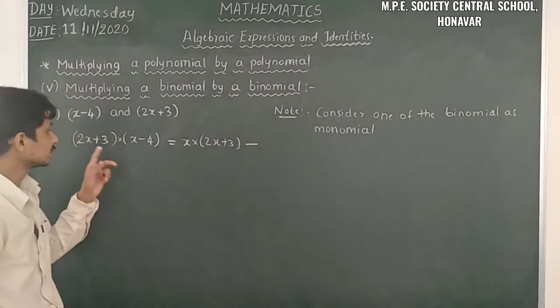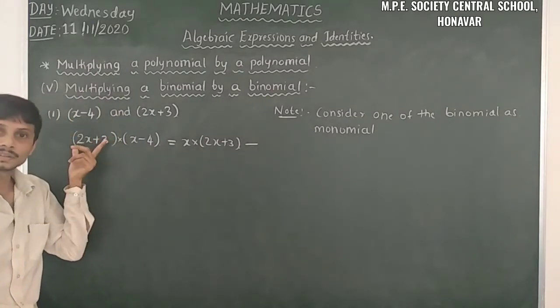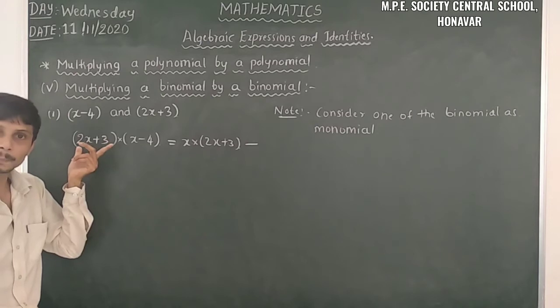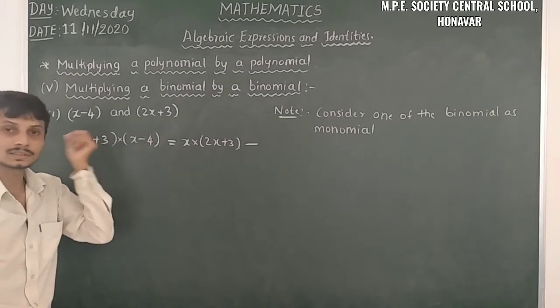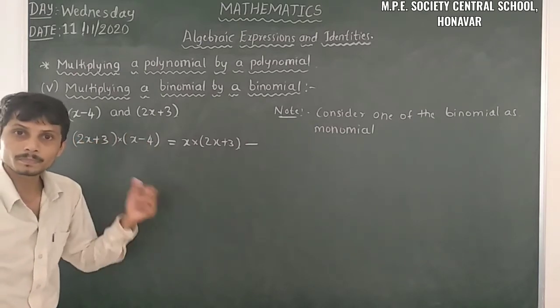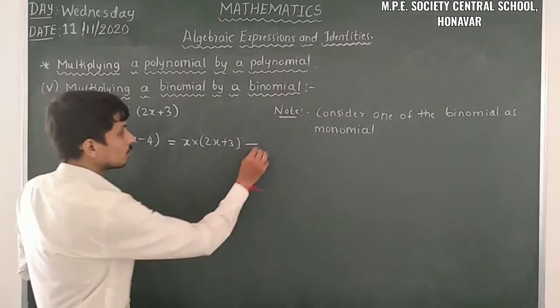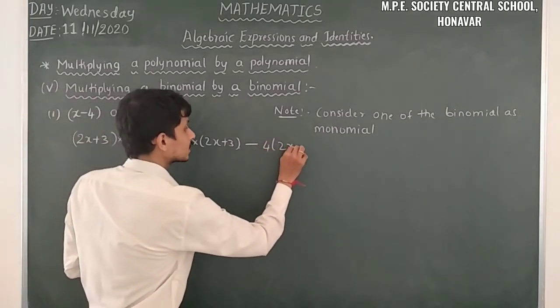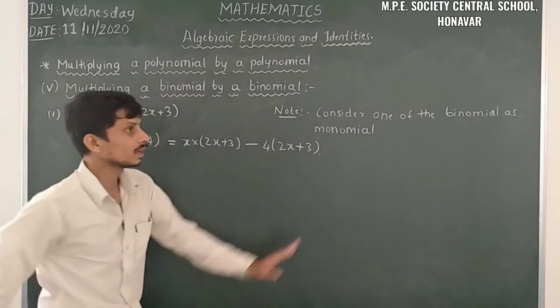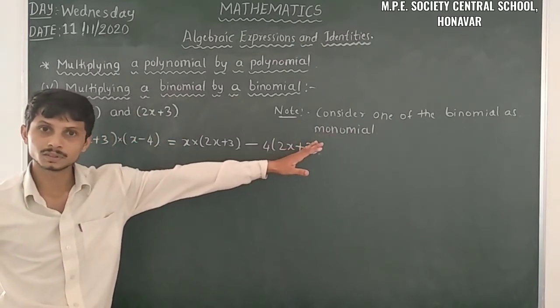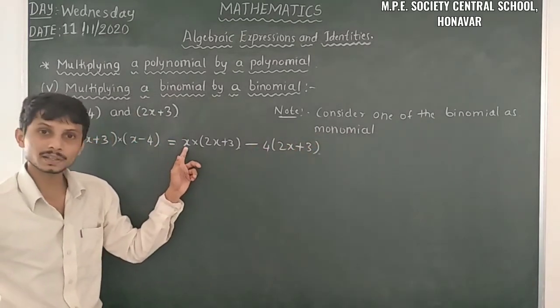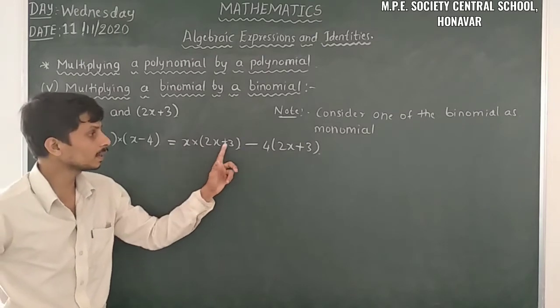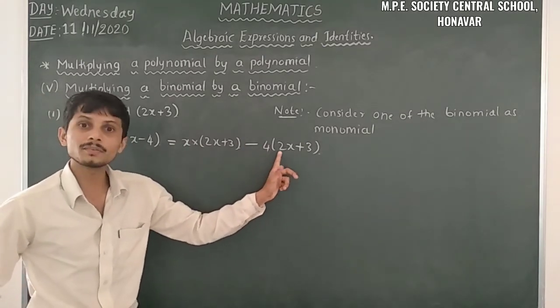We have to write like this, and after that, in the second step, we have to multiply this whole term with the second term of the binomial. So that is 4 into 2x plus 3. This step is over. Here it is a multiplication of a monomial with a binomial.